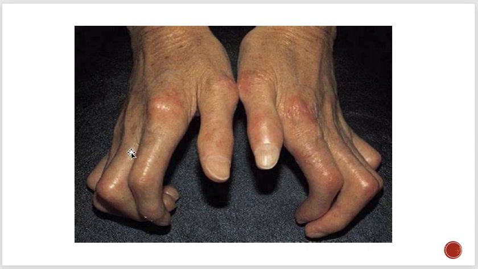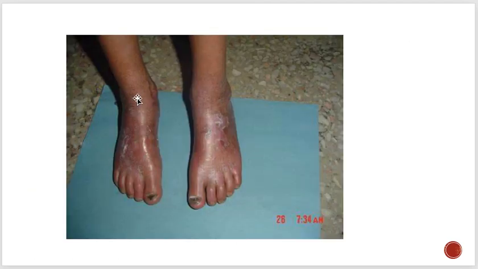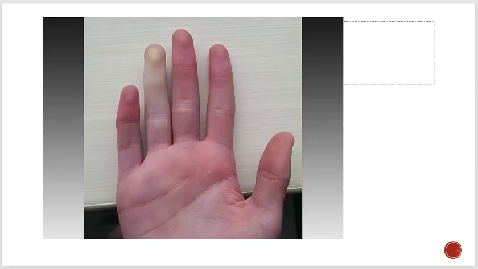And also what happens, the skin of the face also becomes like this, if you see over here. So these are some manifestations of the disease. See, you can have a look at the feet. You can have a look at the fingers. Now this is Raynaud's phenomenon, right? And it can lead to gangrene as well.